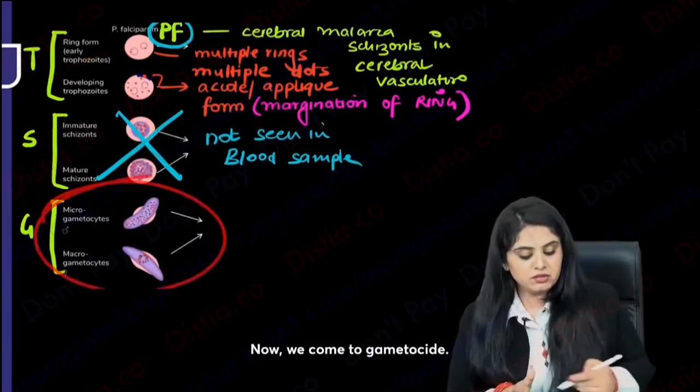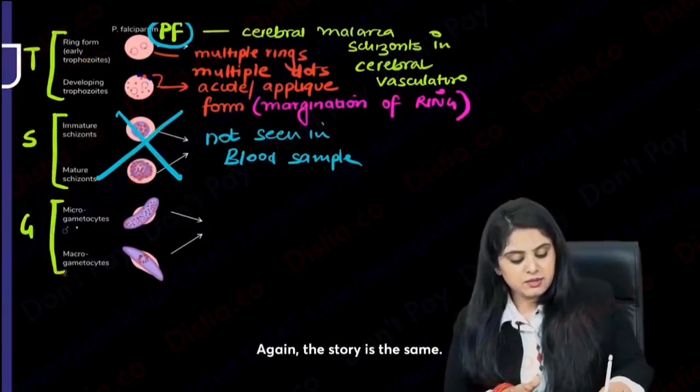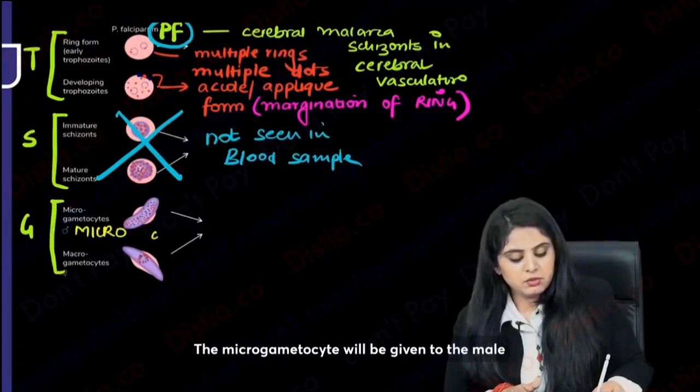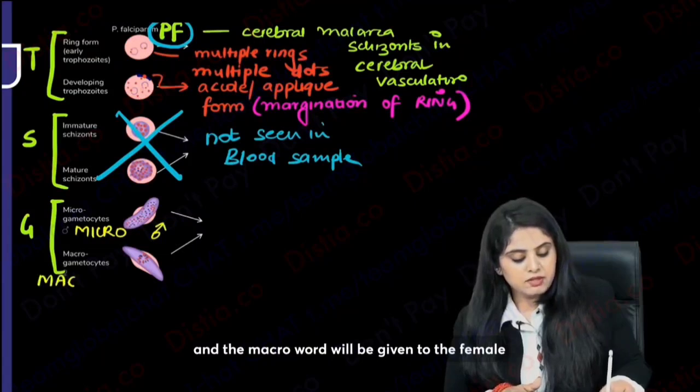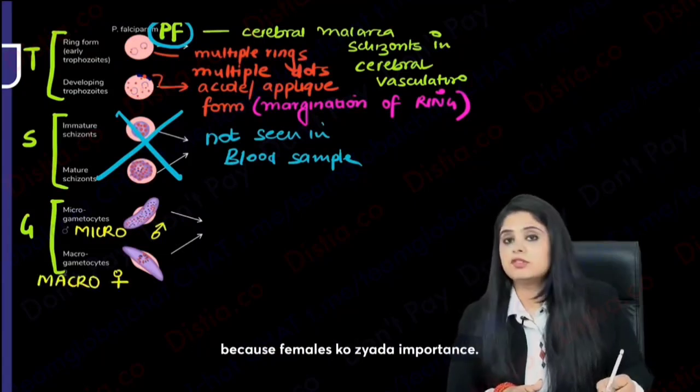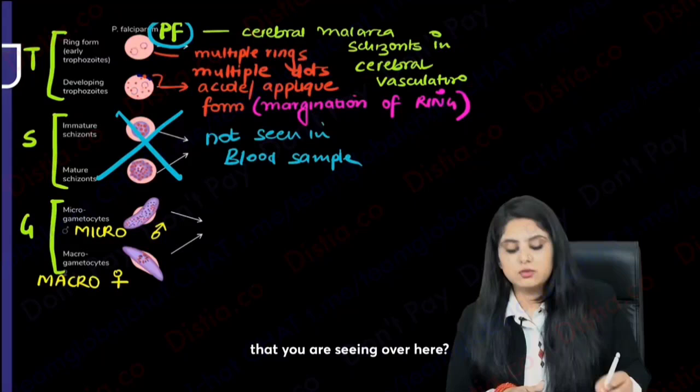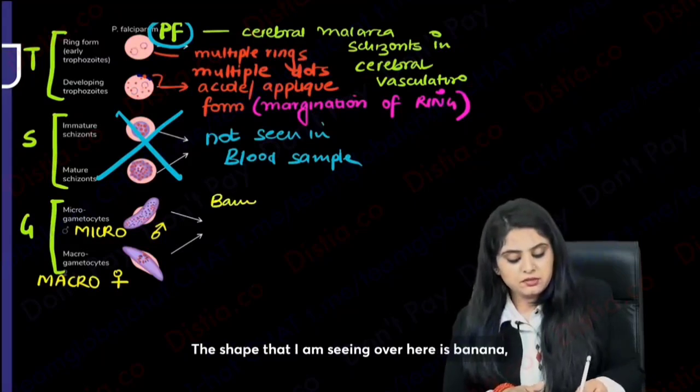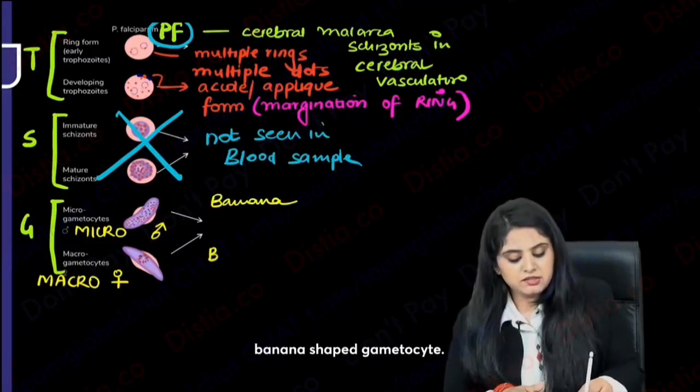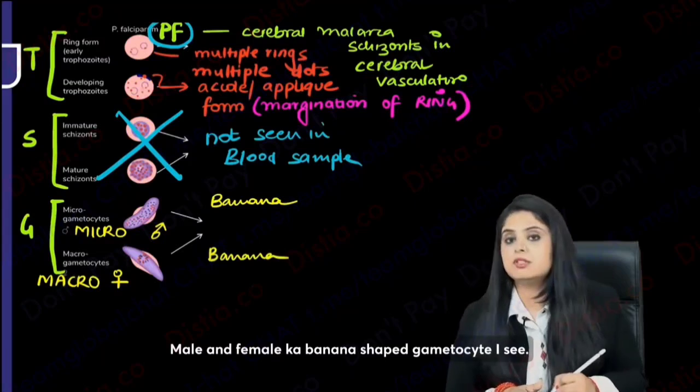Now we come to gametocyte. Again, the story is the same. The microgametocyte will be given to the male and the macro will be given to the female because females ko zyada importance. And what is the shape that you're seeing over here? The shape that I'm seeing over here is banana. Banana shaped gametocytes, male and female ka banana shaped gametocyte is seen.